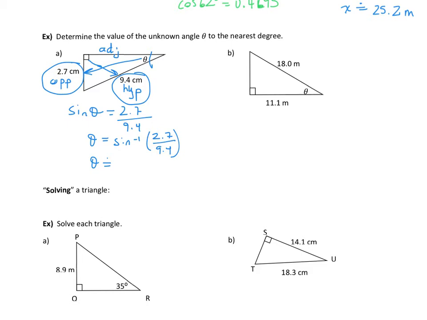And then I'm going to shift sine. Some of you will just do shift sine and then put the 2.7 divided by 9.4 in brackets. That gives me approximately, to the nearest degree, 17 degrees there. I got 16.7, which rounds to 17. All right, you try the next one. See if you can figure out which trig ratio to use, and then solve for theta.